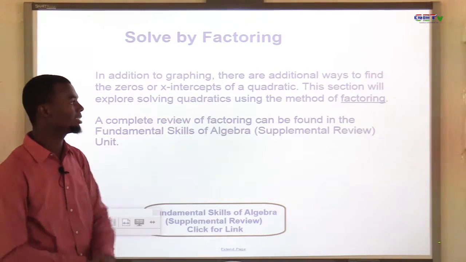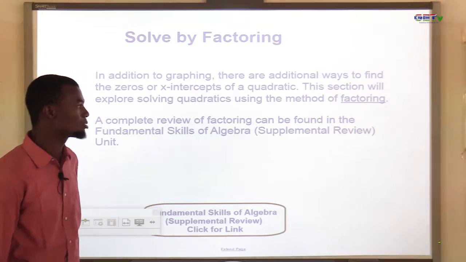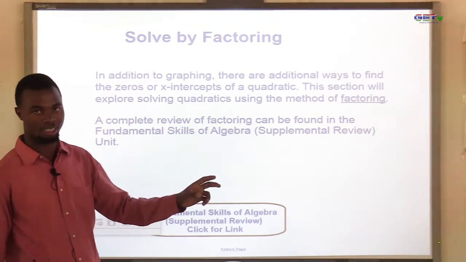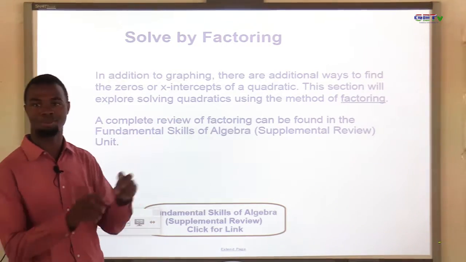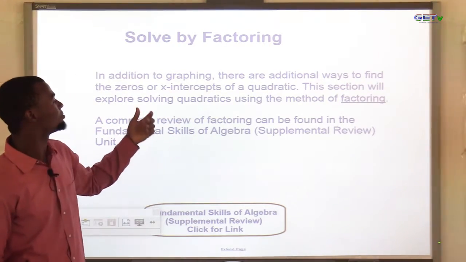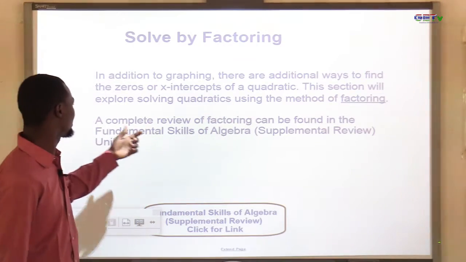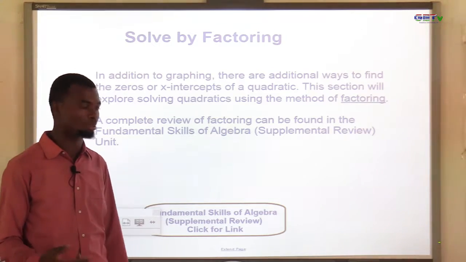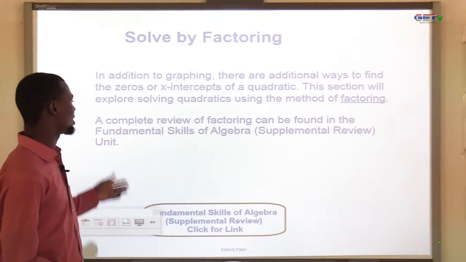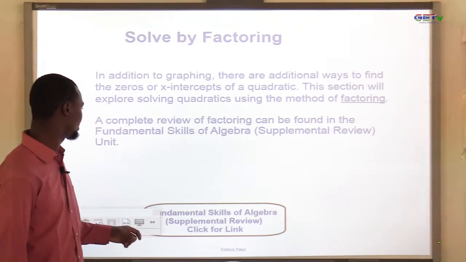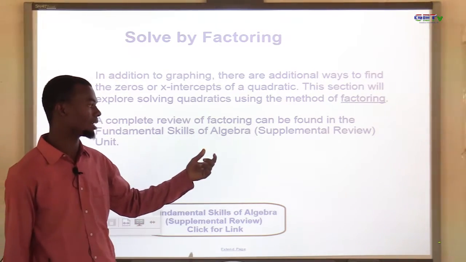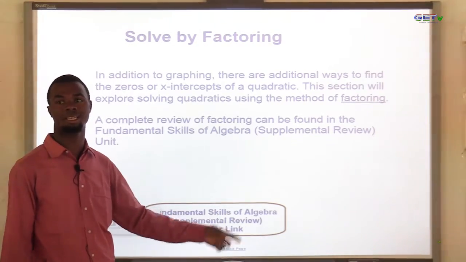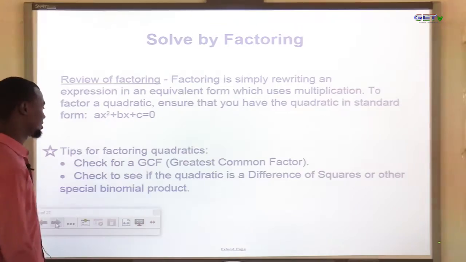In addition to graphing, there are other ways to find the zeros or x-intercepts of a quadratic equation. Zero or x-intercept, they are all the same. In this section, we explore solving quadratic equations using the method of factorization, or we say factoring. A complete review of factoring can be found in the fundamental skills of algebra. If you need supplementary review, you have this link here. You press this link, you have more information on it.